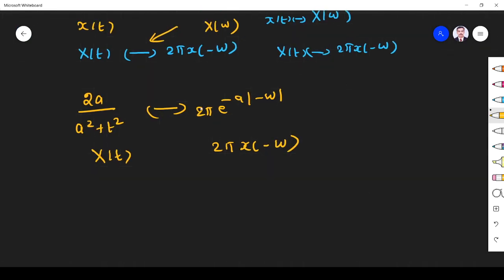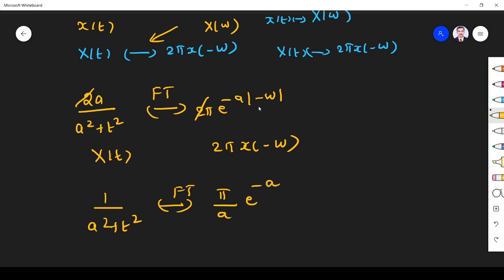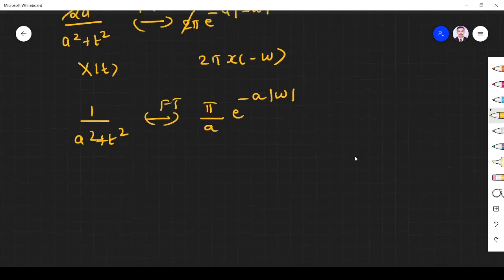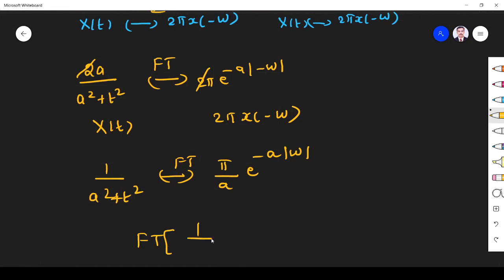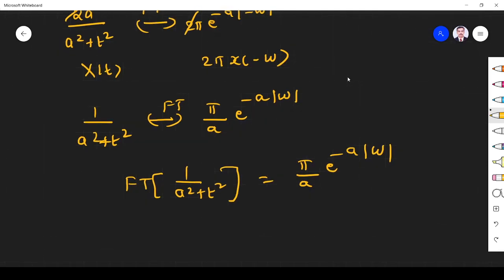Now hereafter the problem is simple. You see, this is the Fourier transform, right? The 2 cancels. What they asked is the Fourier transform of 1 by a squared plus t squared. I just bring this a to the right hand side, and it will be pi by a e power minus a, modulus of minus omega, which is plus omega only, no problem. Simple. Now we got it. This indicates the Fourier transform of 1 by a squared plus t squared is equal to pi by a e power minus a mod omega. That's what this equation says, no?